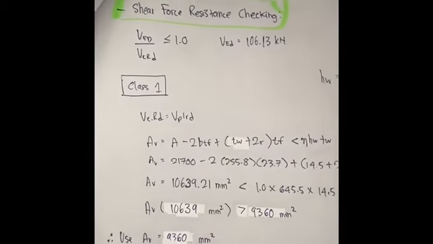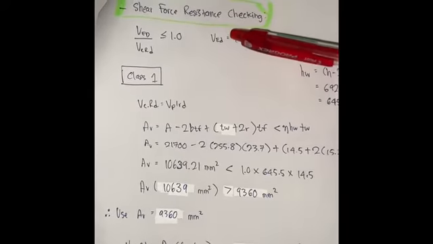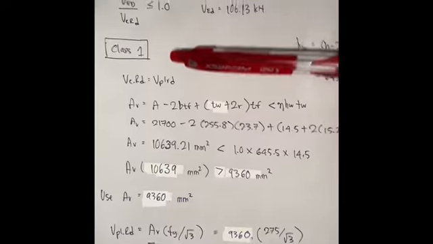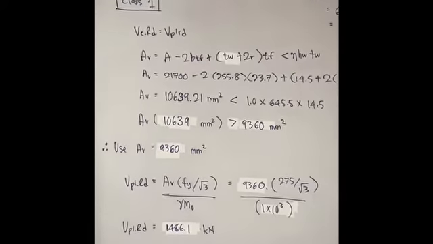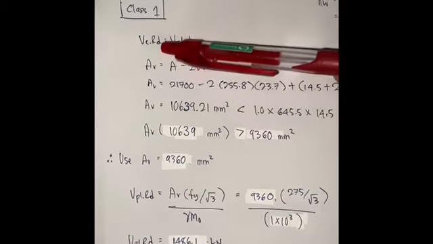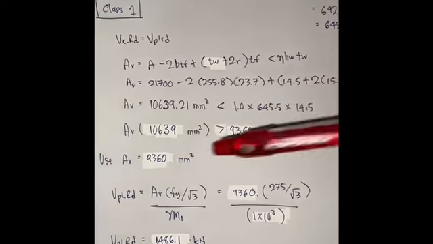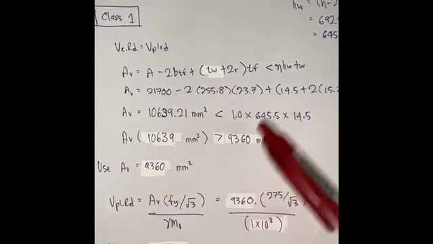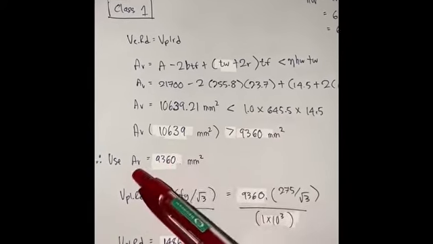For the shear force resistance checking, we must find that the design shear is below the Vc,Rd. So for class 1, the Vc,Rd is equal to Vpl,Rd. And then to find the Vpl,Rd, the equation must have Av. So first we must find Av using this formula. And then after that, I find the Av is greater than this. So we will use this Av.